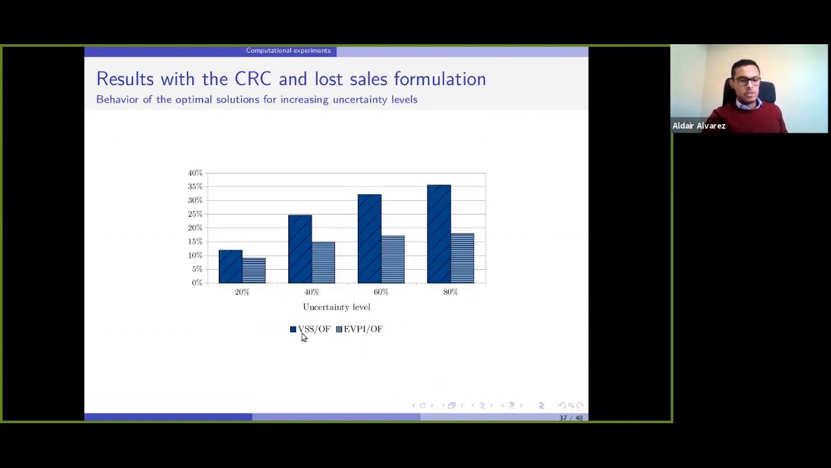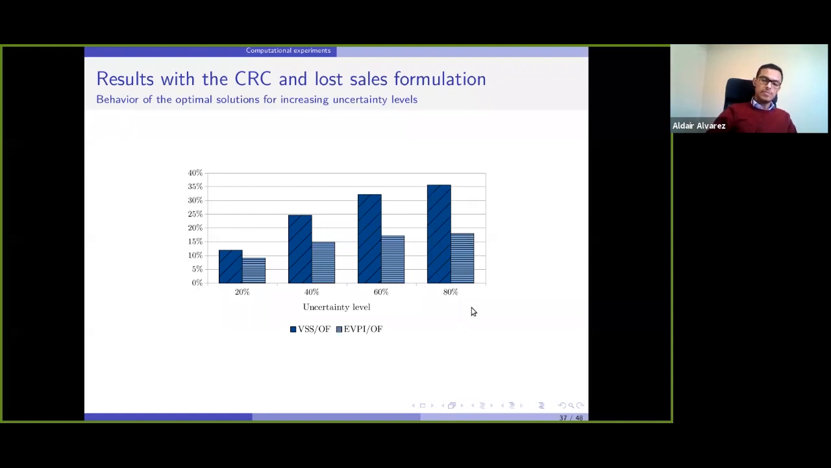Again, analyzing the value of the stochastic solution and the expected value of the perfect information, we see that as we increase uncertainty levels, this value tends to increase, making it more important to consider uncertainties, in this case, with both capacity reservation and lost sales. And the case of the expected value of the perfect information is now more significant. Before it was always below 3%, now it's growing with the uncertainty level, reaching values here close to 20%.